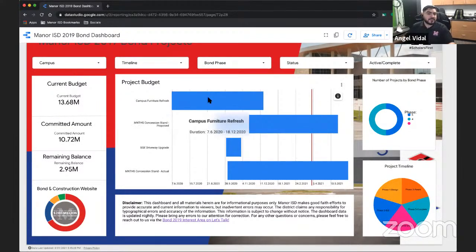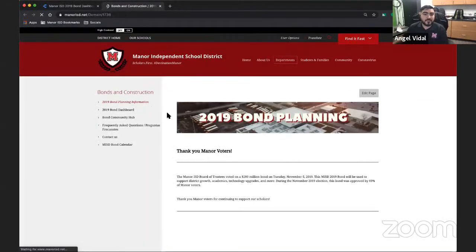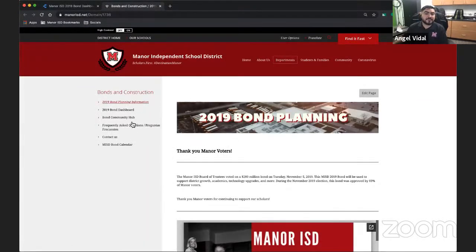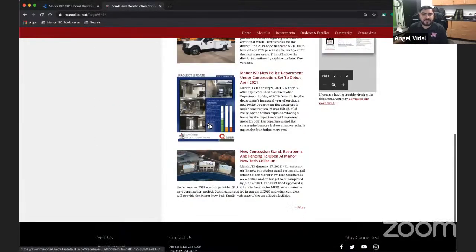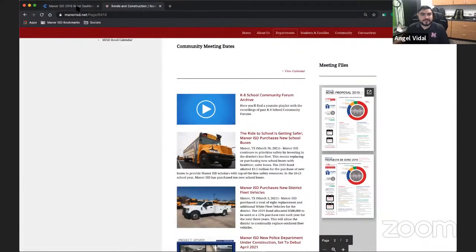But as you can see, when you hover over each one of these, for example, this is the current budget allocated for the Maynard New Tech High School construction project as well. As you can see, there is a committed amount of $10.7 million with a remaining balance amount of $2.95 million. So directly from this website itself, you can also be taken back over to our bonds and construction planning page so that you can be kept up to date with regard on all of the updates and see the wonderful updates that we provide with regard to those and get a visual update for that. So Dr. Spencer, I'll turn it back over to you to close us out for the meeting.